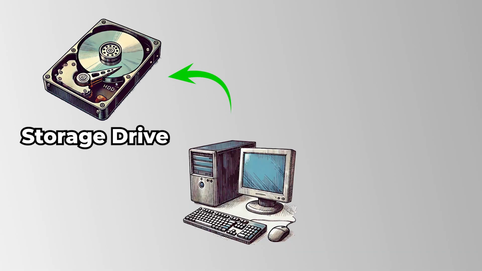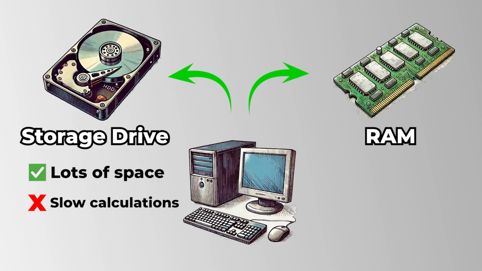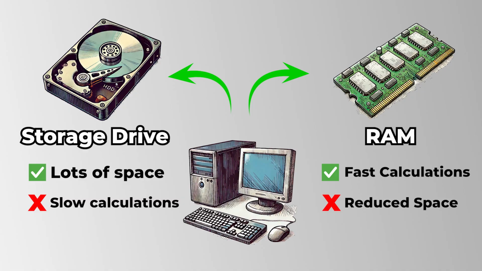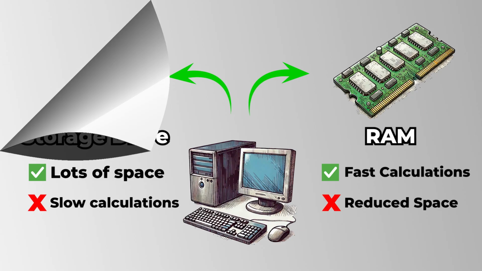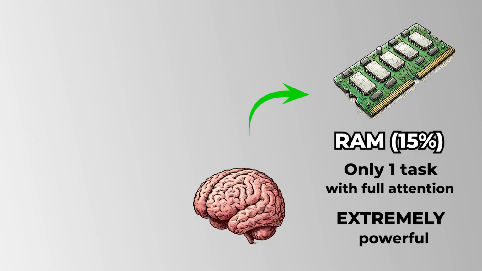Computers have a very big storage disk where all the information is located, but it's bad at doing quick calculations. And then there's the RAM. It does incredibly fast calculations, but it's much smaller in size and it can store much less information to be processed at the same time. In the case of your brain, the RAM is the part that is responsible for the only one thing at which you're paying full attention at any given time. It's very powerful and very reactive. It can process things very fast, but it can deal with only one small, limited, focused thing at a time.